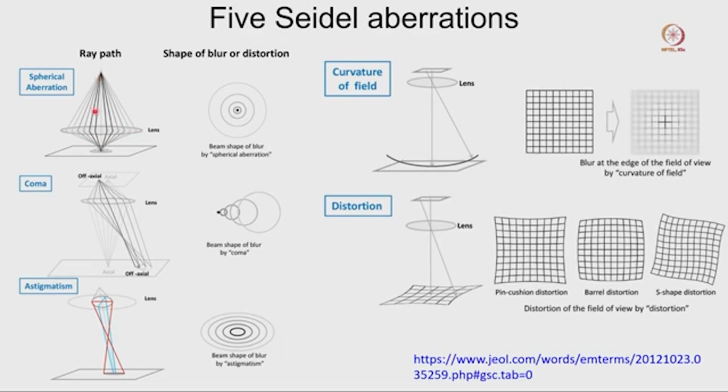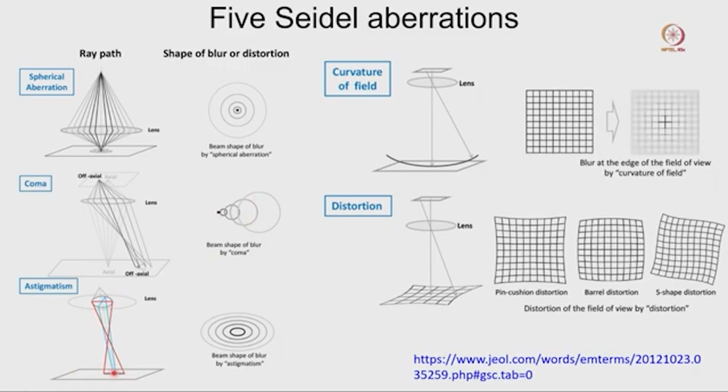Where rays are away from the periphery of the lens, they converge at a different point, and that is called spherical aberration. Coma is an off-axis aberration, where the optical axis is completely changed, and some of the rays converge here, while some converge in a different plane, and you always have a coma-shaped beam. And then there is astigmatism.